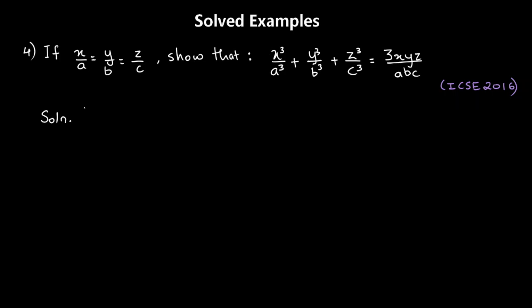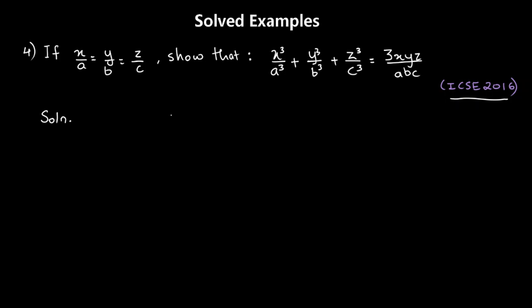This question asks us: if x upon a is equal to y upon b is equal to z upon c, we need to show that x cube upon a cube plus y cube upon b cube plus z cube upon c cube is equal to 3xyz upon abc. This question was asked in the ICSE 2016 examination.